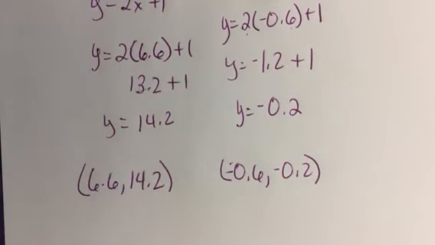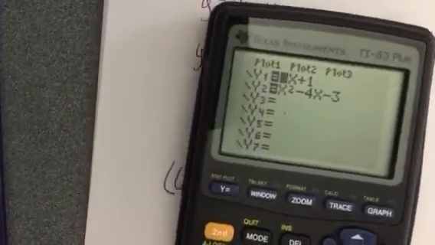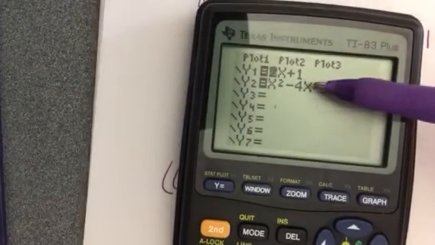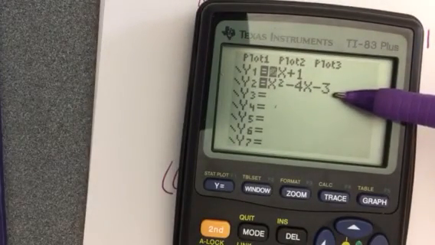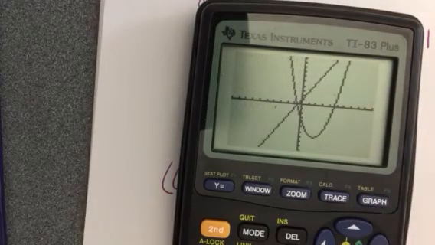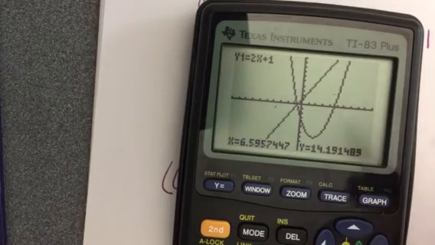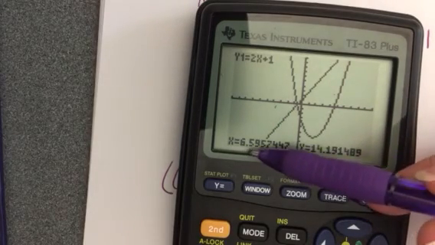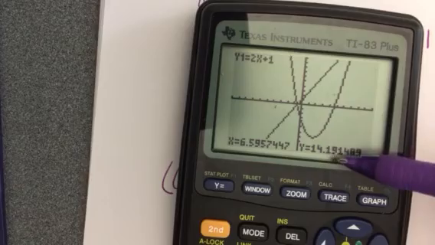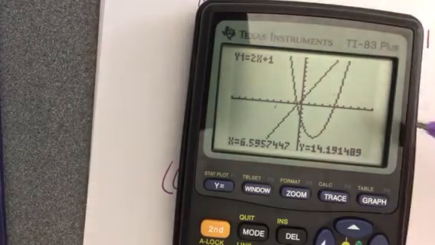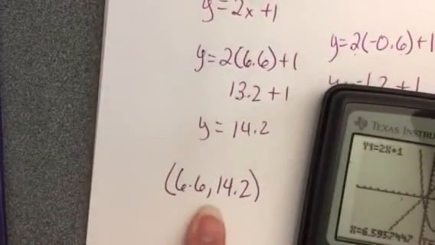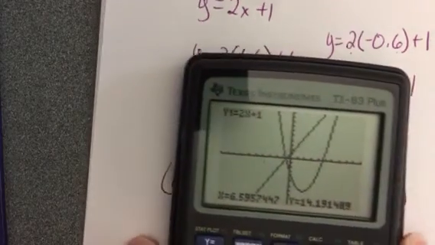Now to show you really quickly on your calculator, you first start by going to the y equals, hopefully you can see that, and putting in the line, and then the second y is going to be your quadratic, all right, and then you press graph. And what we can do is we can trace and see that where x is 6.6, our y is 14.19-ish, okay? And if we check our work from our algebra, we got that one correct, okay? So that's the first intersection point.